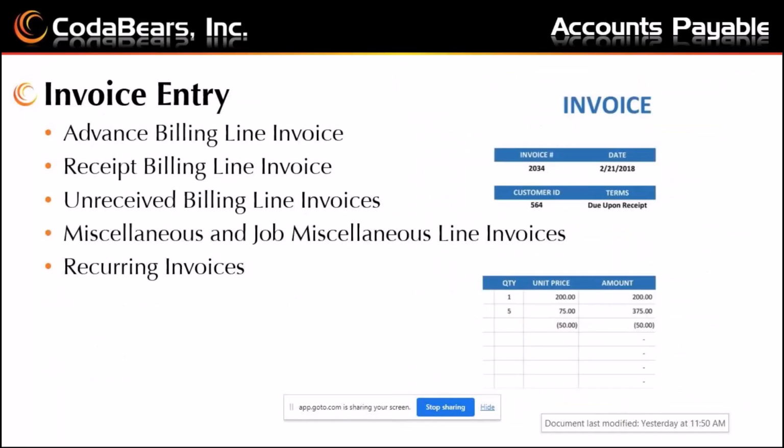So here we have the example of all the different types of invoice entry. We should run the received not invoice report to show what needs to be paid and when. And this slide shows the different kinds of invoices as mentioned: the advanced billing, invoicing, receipt billing, unreceived billing, miscellaneous lines, and recurring invoices. The next few slides show a static example of each invoice type.